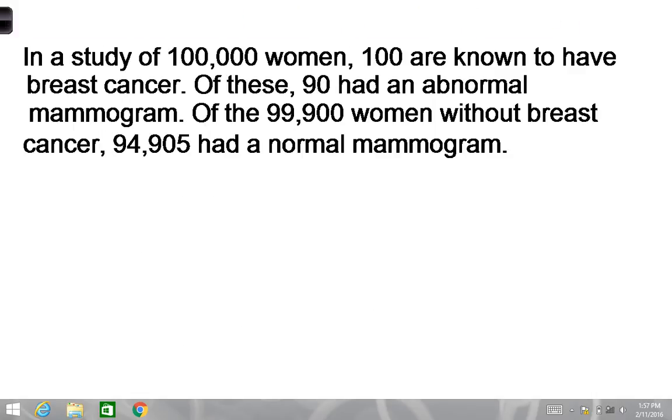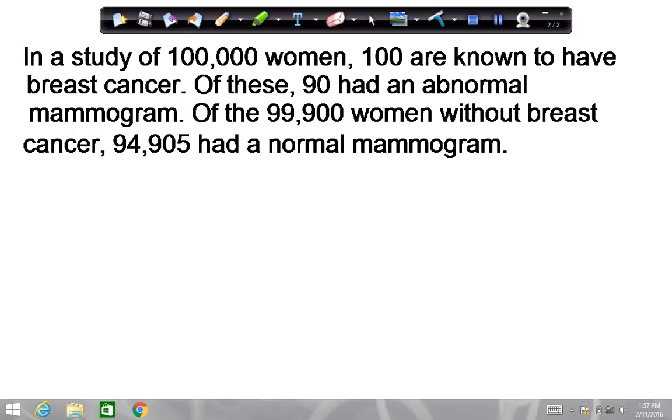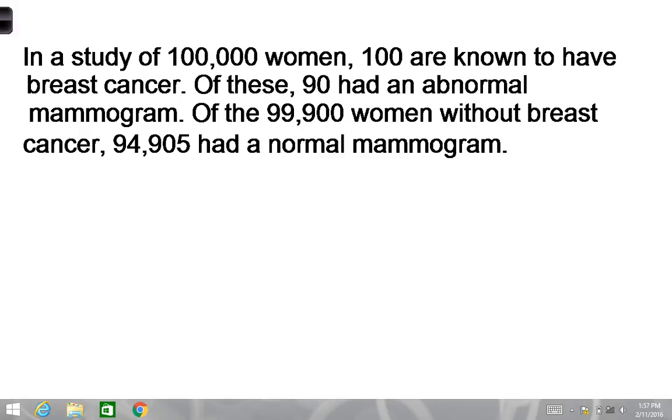So the question asks, in a study of 100,000 women, 100 are known to have breast cancer. Of these, 90 had an abnormal mammogram. Of the 99,900 women without breast cancer, 94,905 had a normal mammogram. So what we want to do is first set up our 2x2 table with the information that we have. So let's go ahead and set that up.